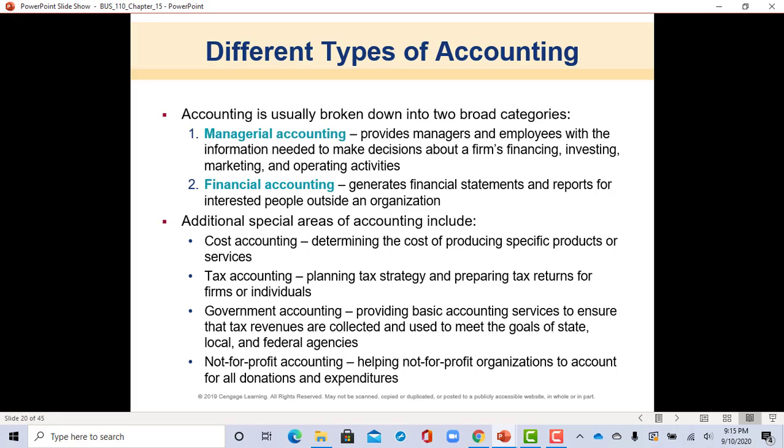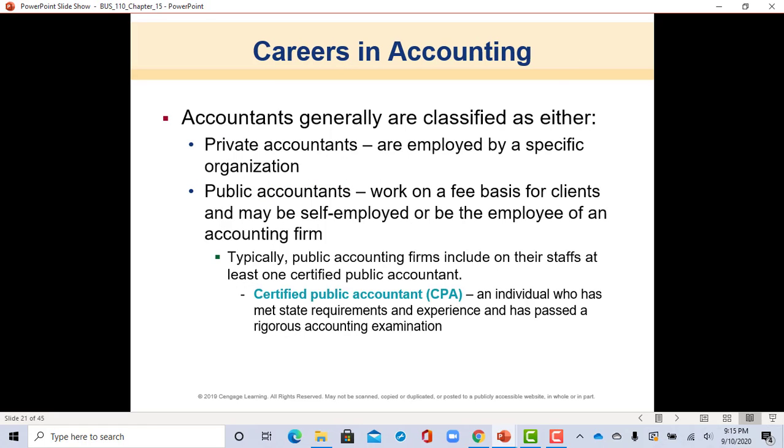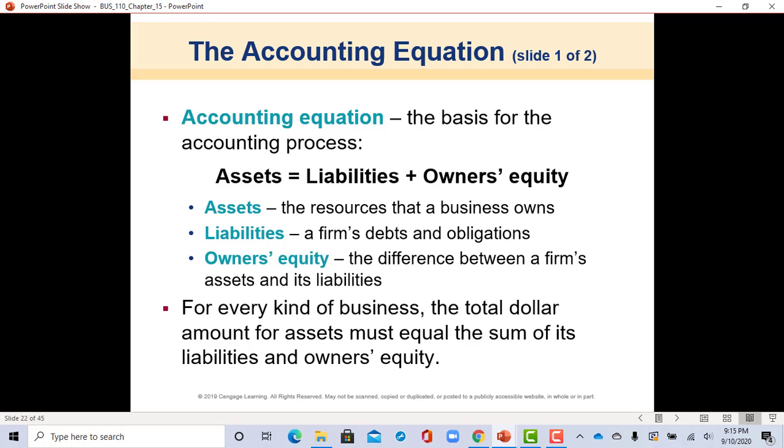There are special areas of accounting expertise: managerial accounting and financial accounting. There's also cost, tax, government, and not-for-profit accounting. So accountants must be responsible, honest, and ethical, have a strong background in financial management, know how to use a computer and software to process data, and then be able to communicate. So here's the accounting equation, and that's the basis for a firm's balance sheet.